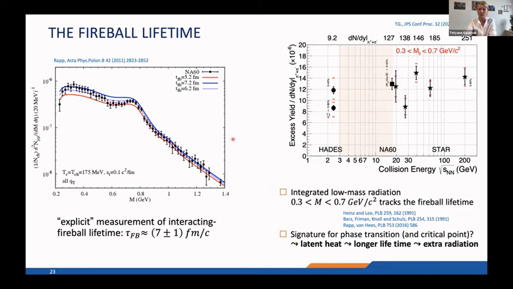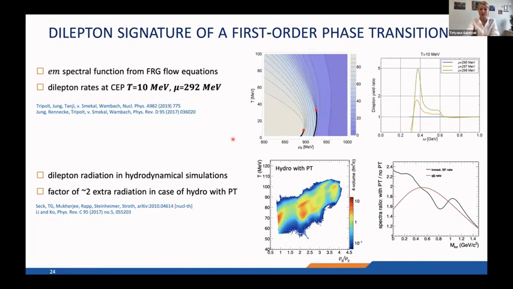And indeed, there are first tries to really estimate how this first order phase transition or even a critical point could influence the dilepton yield. Ralf-Arno Tripolt discussed in his talk about this excess yield, which is being seen close to the critical endpoint, but now we speak about the nuclear liquid-gas phase transition. Another possibility is to use hydrodynamic simulation and also employ the Rapp-Wambach spectral function, which indicates that one could expect close to a factor of two more dilepton yield when we discuss the first order phase transition scenario, which is of course beautiful because a factor of two is something we can see also in experiment.